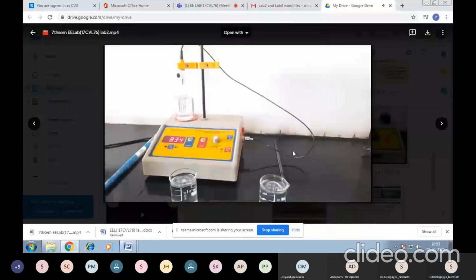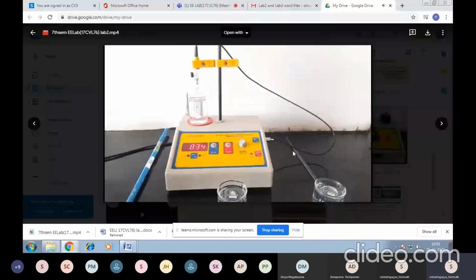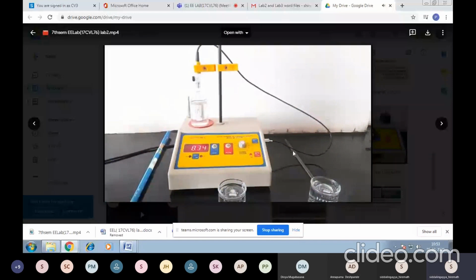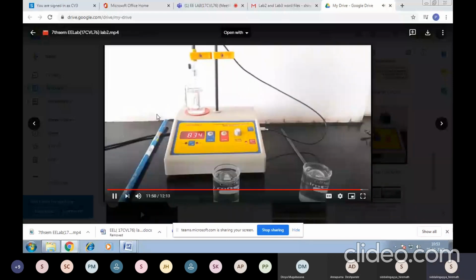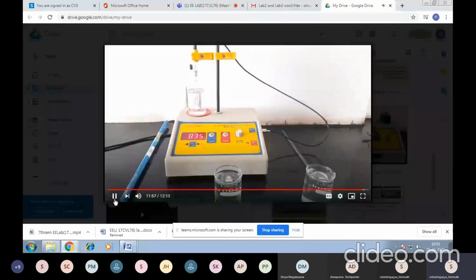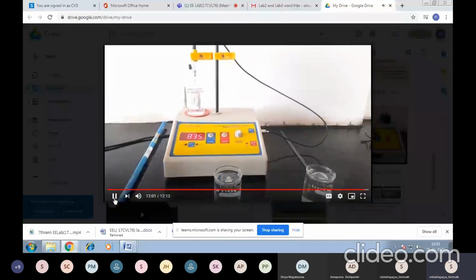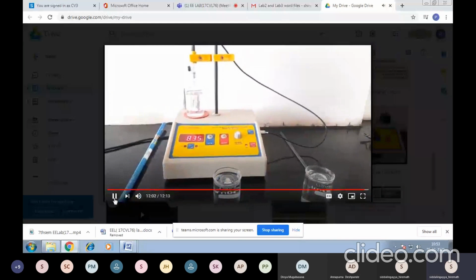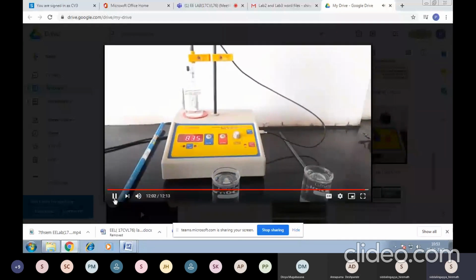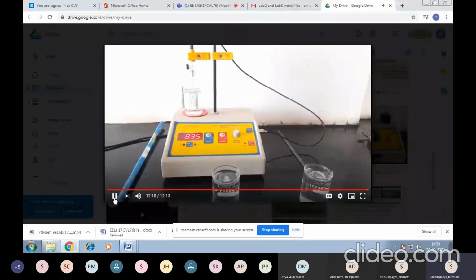Now, after getting the results from the pH meter, the pH results can be tabulated using a table which consists of 2 columns and different number of rows. In first column, we have to record the sample details with sample number, and in second column, we have to record the pH of the given samples.